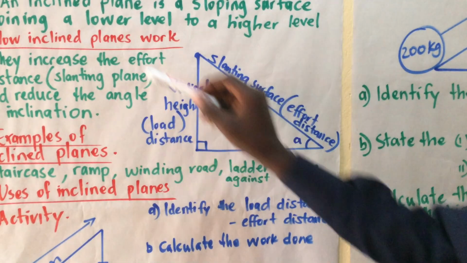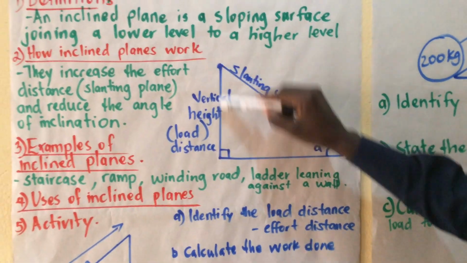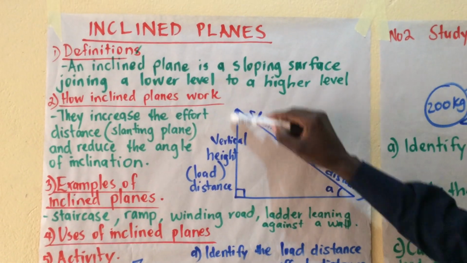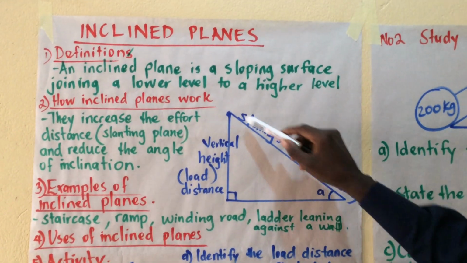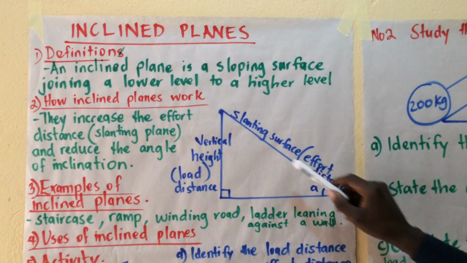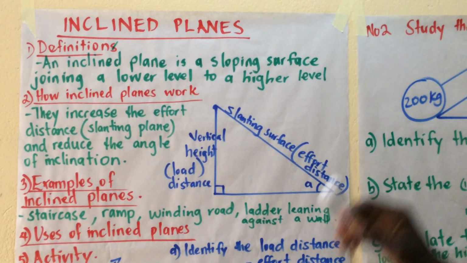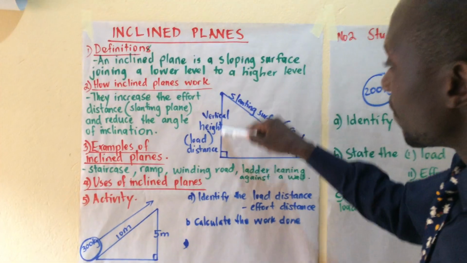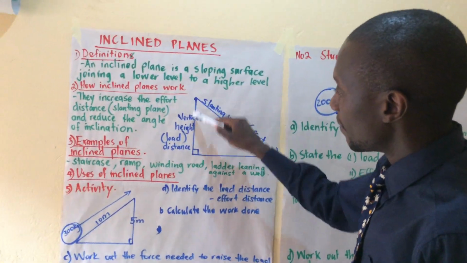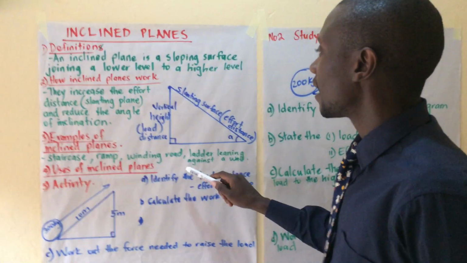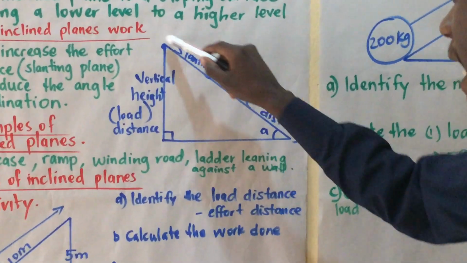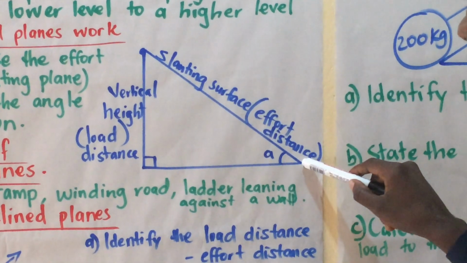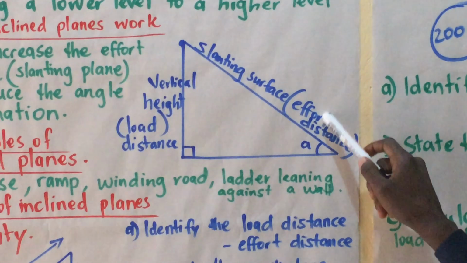They increase the effort distance. This distance here is the load distance, and it is shorter than this one. But they increase the effort distance, reducing the effort that you are applying. So we have got this vertical height. The vertical height is called the load distance. Then we have got the plane, the inclined plane. The plane is the effort distance.